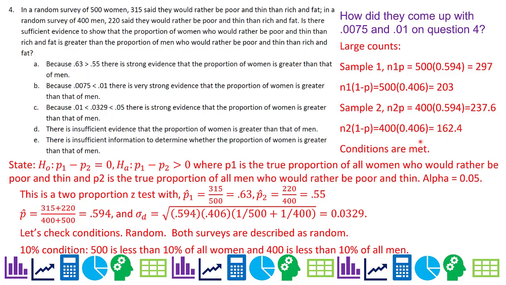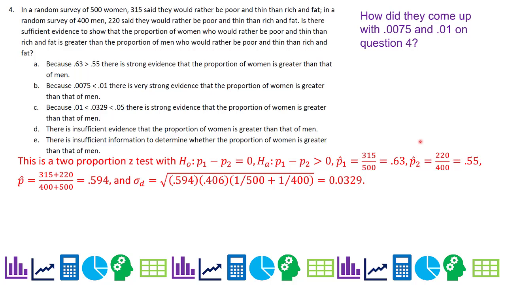So then we can get to the nitty-gritty of the math. So again, here are all our values. I'm going to go ahead and calculate my test statistic, and I get 0.63, which is for the females, minus 0.55. And that difference, the parameter for the difference should be 0 divided by 0.0329, and I get 2.432 and a p-value of 0.0075.